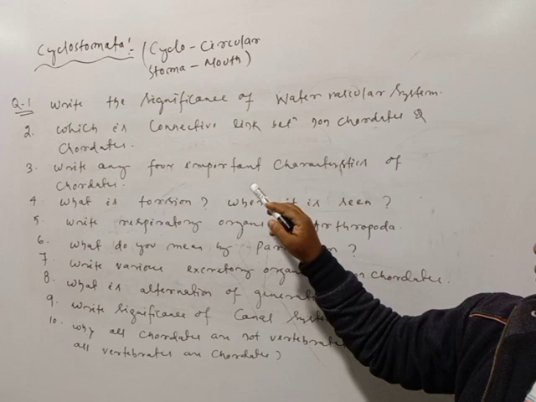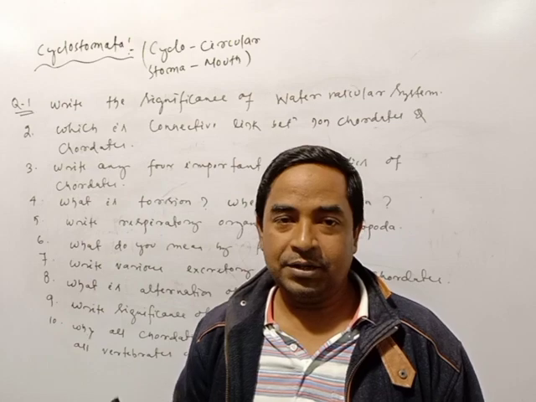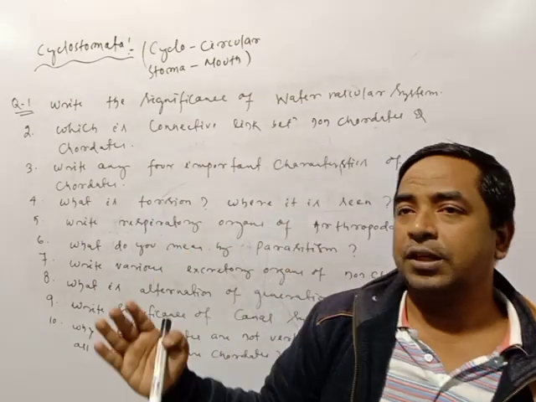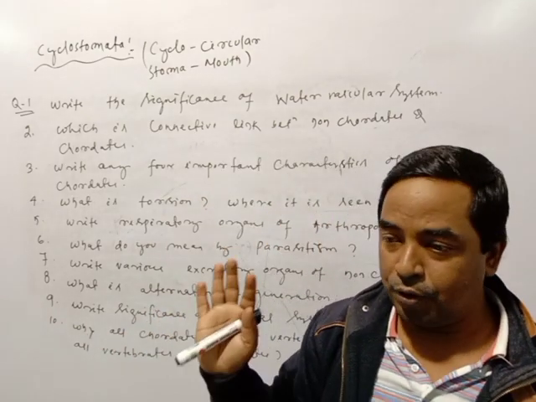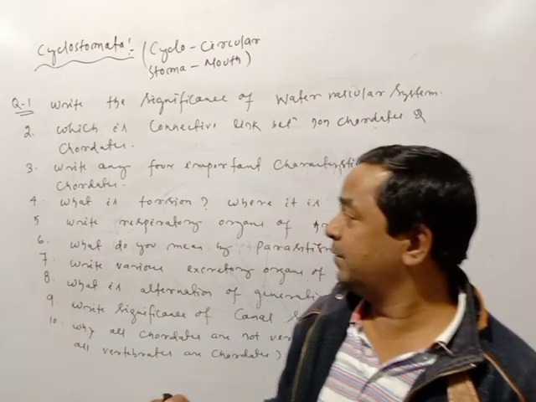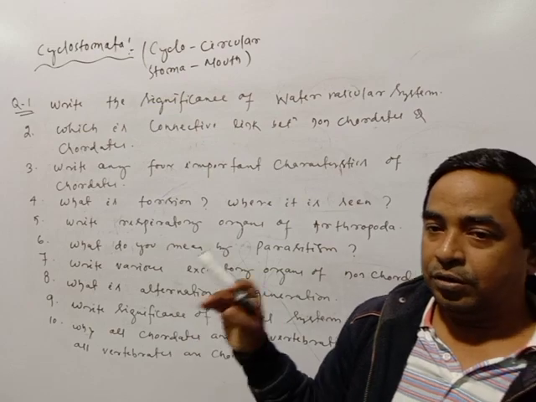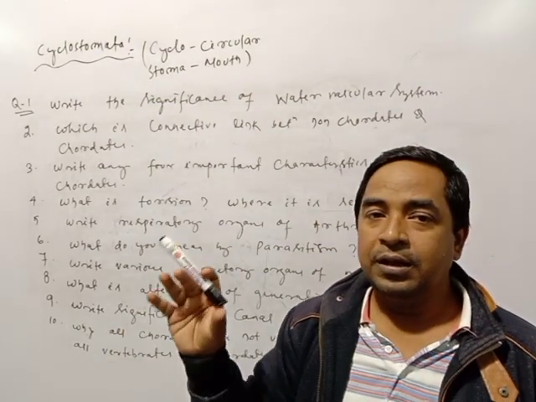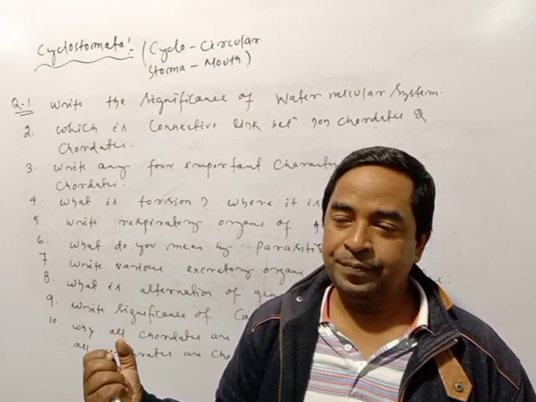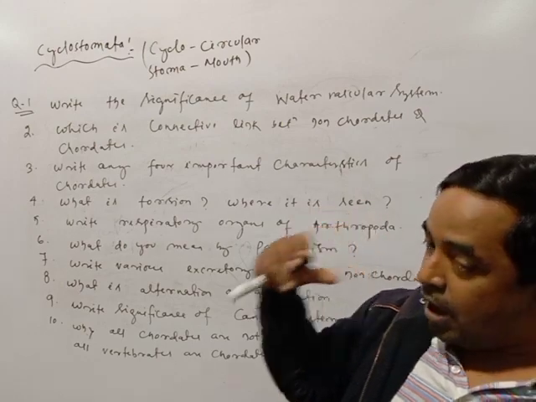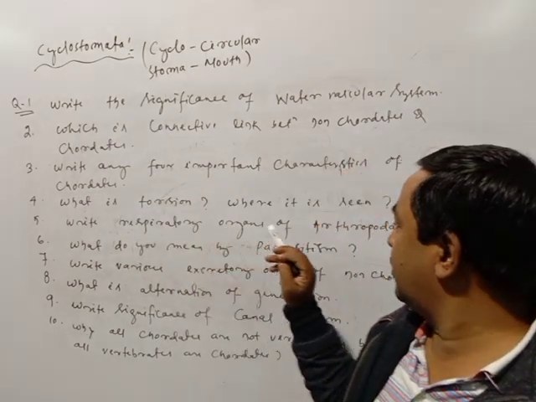Next, write four important characteristics of chordates. So, what are the important characteristics which distinguish non-chordates from chordates? You should write any four important points like dorsal notochord, etc. I have given you a hint. What is notochord? You should write its definition, in which phylum it is found, and how it takes place. At least two lines.